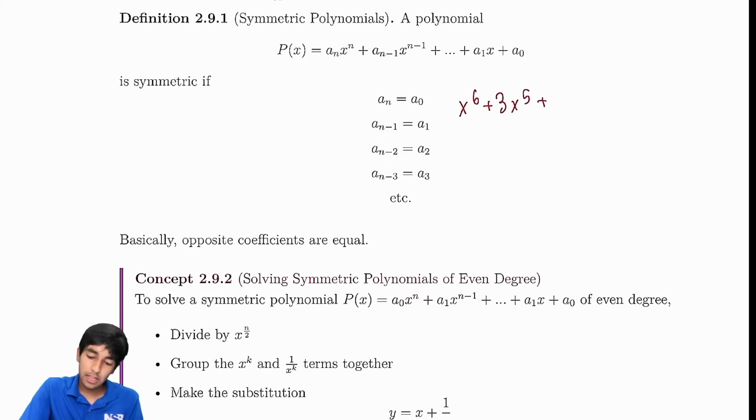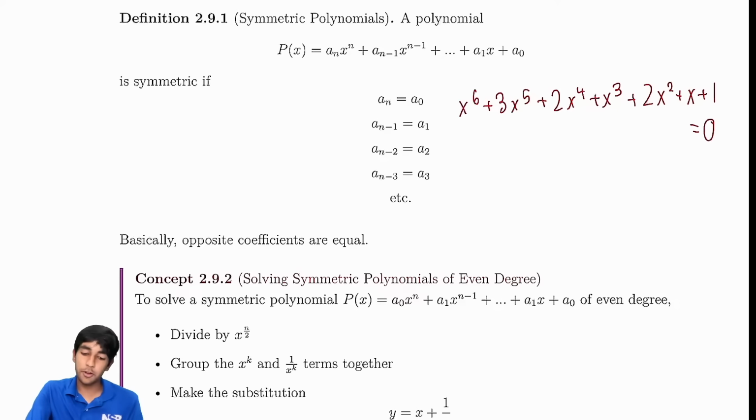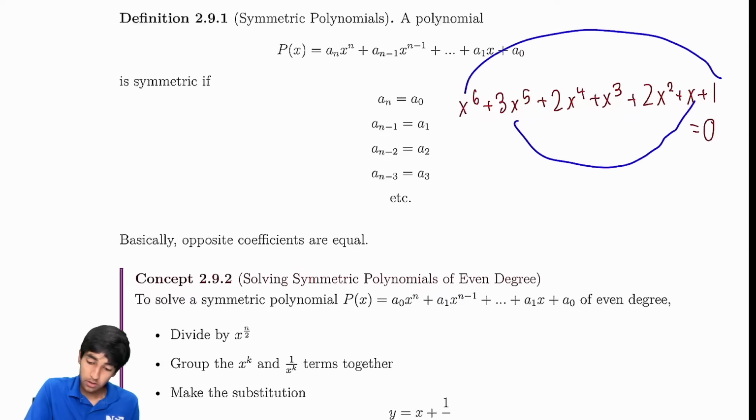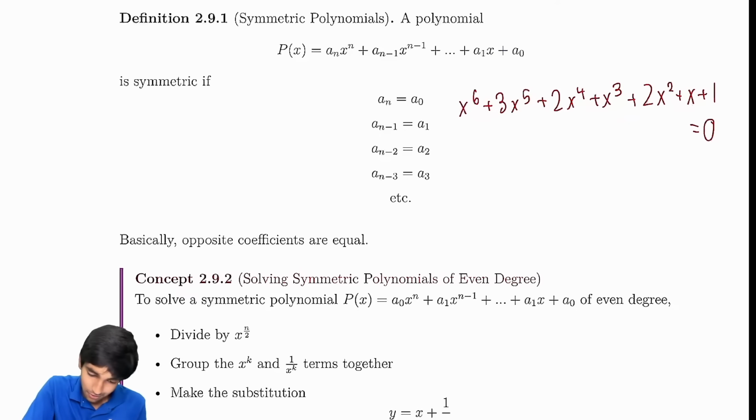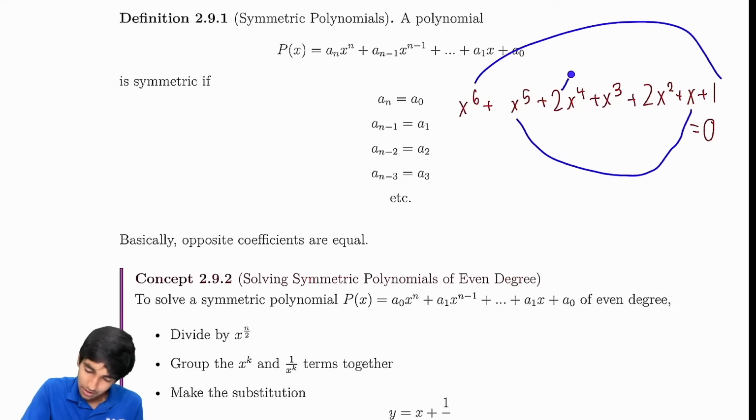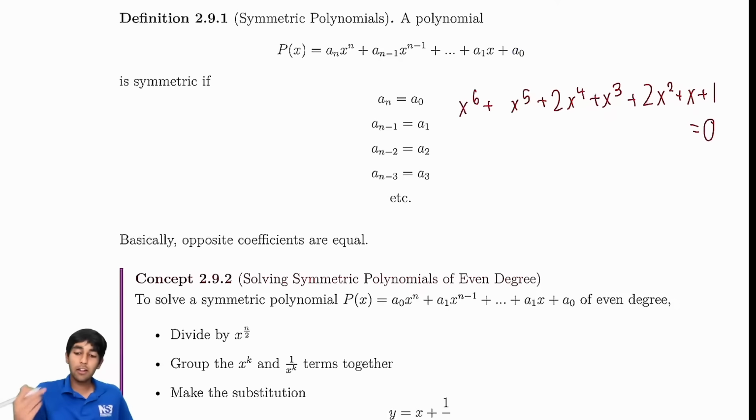Let's say you have something like this, and you're trying to find the roots of this symmetric polynomial. This is just a random example I pulled. Notice how it's symmetric: 1, 1, 1, 1, 2, 2, and then 1. So you see how it's symmetric and has to be of even degree for this trick to work. There's a really neat trick to do this.